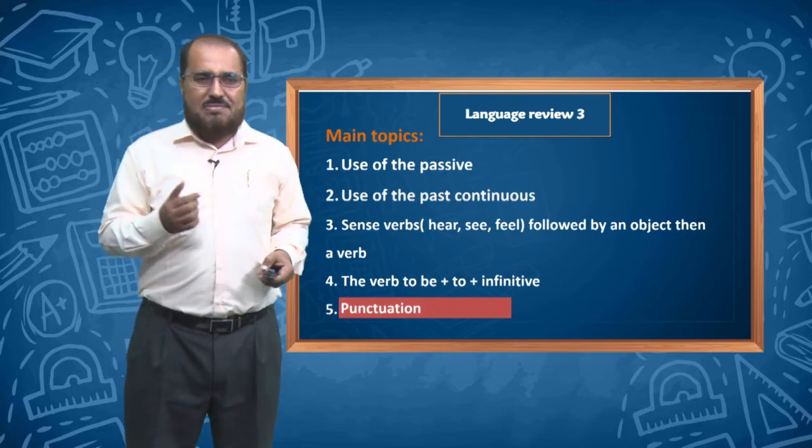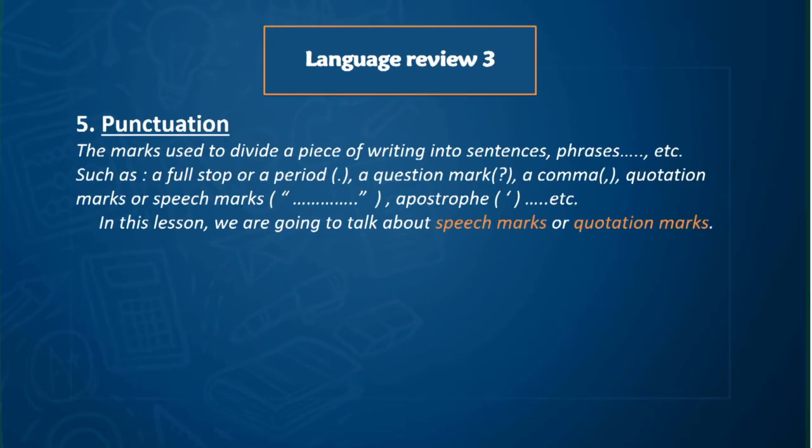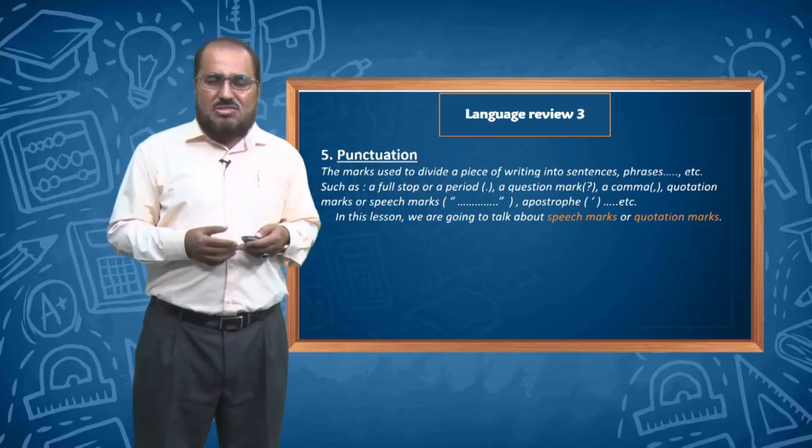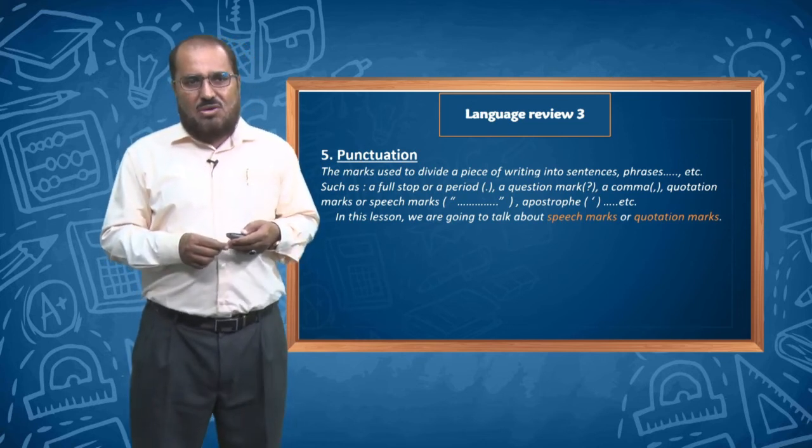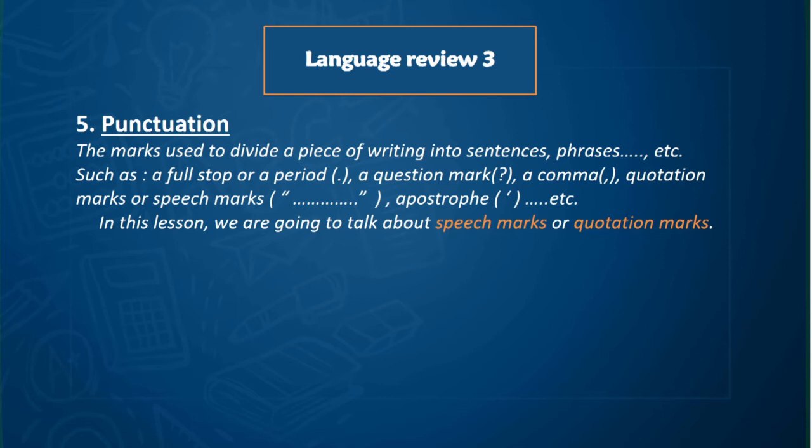Okay, let's see more about punctuation. The markers used to divide pieces of writing into sentences, phrases, etc. These punctuation marks are used to divide pieces of information, maybe sentences or phrases. Okay, we use punctuation markers such as full stop or a period in American English also. We can use also a question mark if there is a question, direct question, or even indirect question, we can use a question mark.